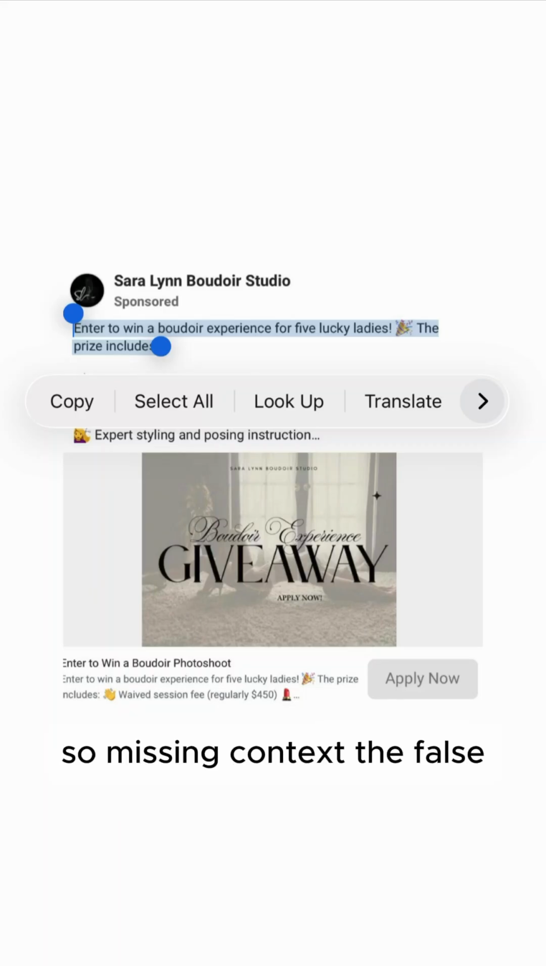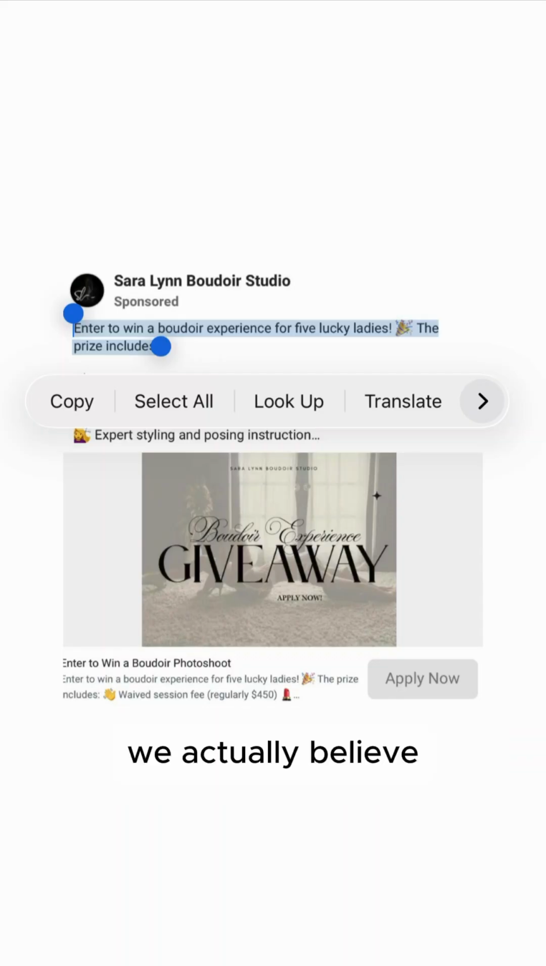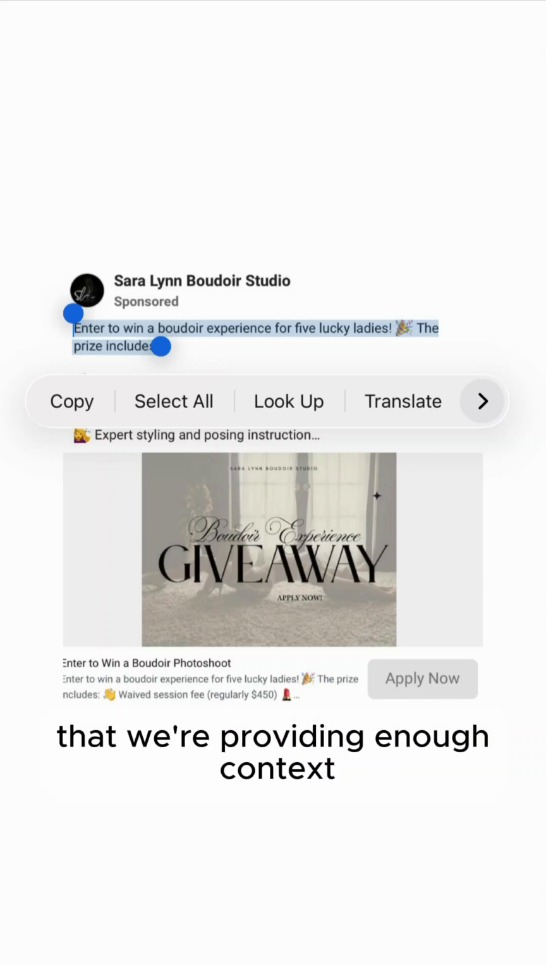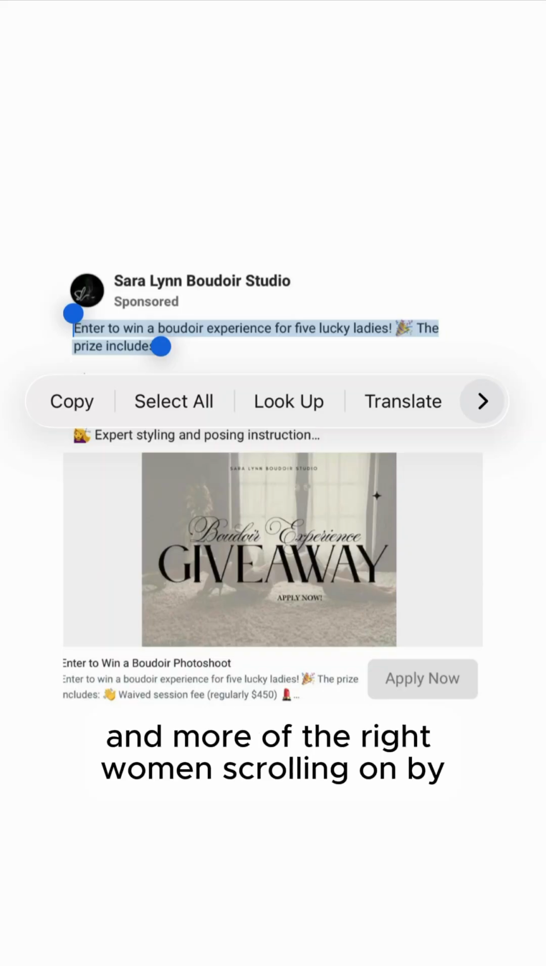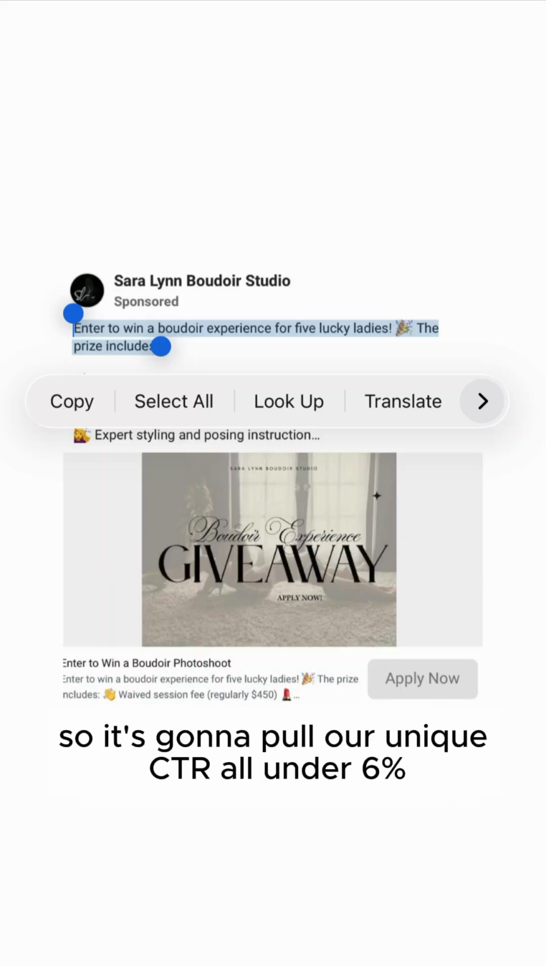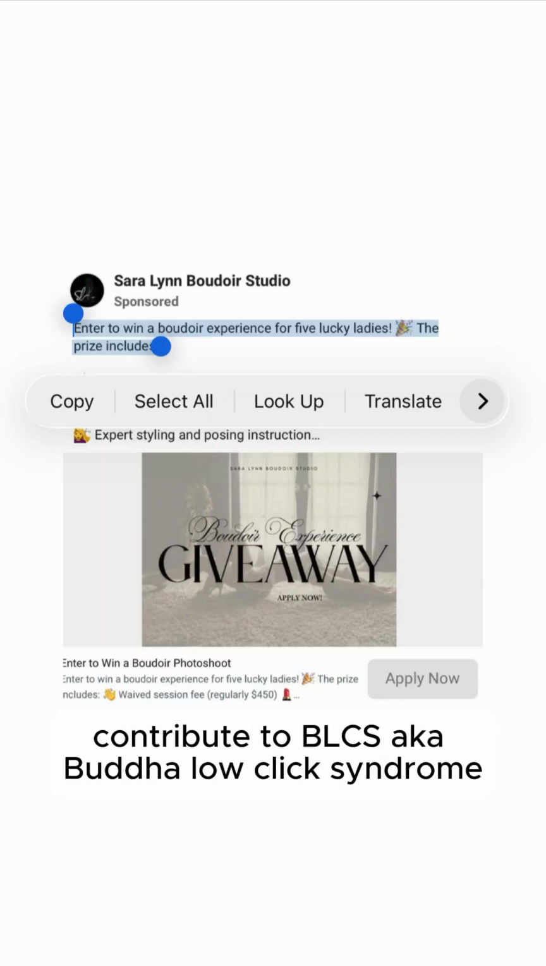So we're missing context. The false belief that caused us to make this mistake is that we actually believe we're providing enough context for the right women to click in and the wrong women to scroll on by. But actually, we're gonna get more of the wrong women scrolling on by and more of the right women scrolling on by. So it's going to pull our unique CTR all under 6%. And it's actually going to contribute to BLCS, aka Boudoir low click syndrome.